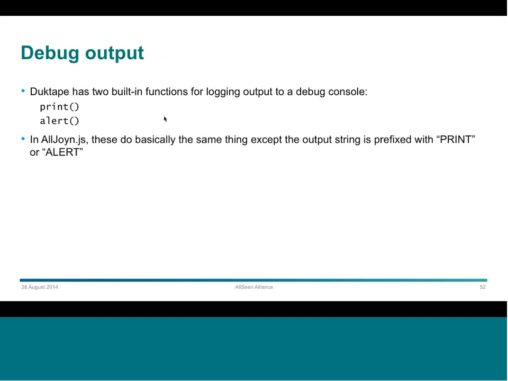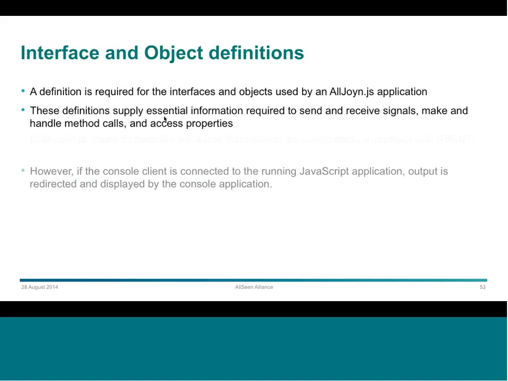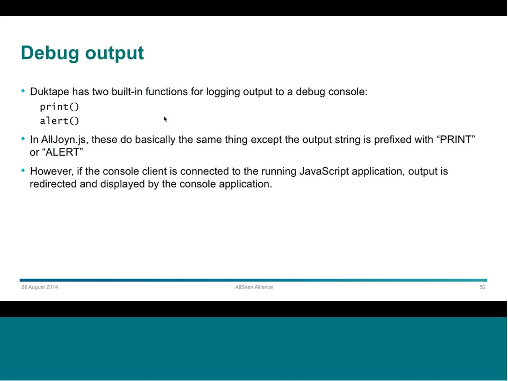There's two built-in functions. There's print and alert. These function differently when you're connected with the console. So it will print to local standard out when there's no console connected. When a console client is connected, like you saw me running a few slides back, that will be redirected to the console that it's connected to. So it gives you live debugging, or you can just run your JavaScript and see it print out in standard out.